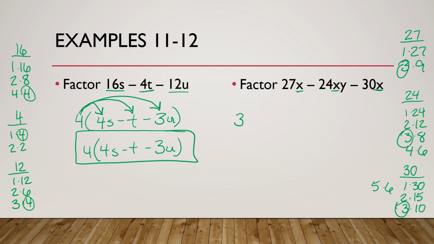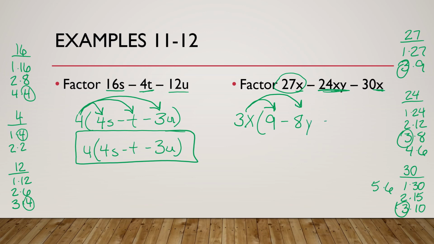However, like I said when we started this slide, all three of these terms have this x in there, so we can factor out a 3x. So 3x times something should give us 27x. So that would be 9, because 3x times 9 is 27x, minus 3x times something should give us 24xy. So 3 times what would give you 24, which is 8. So 3x times 8 is 24x, but we did not factor out the y, so that has to stay.